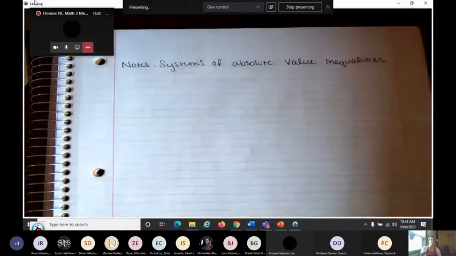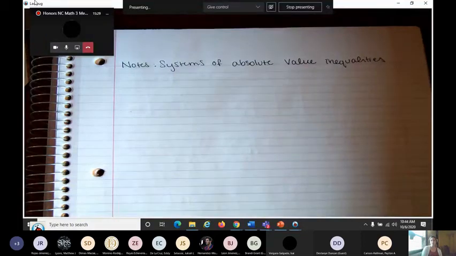Okay, so we're moving on a little bit from piecewise functions. We're going to start systems of absolute value inequalities. You can have other types of inequalities too. You could have linear, or you could even have systems of equations instead of inequalities. But we're going to focus on the absolute value inequalities because those are probably the least familiar.